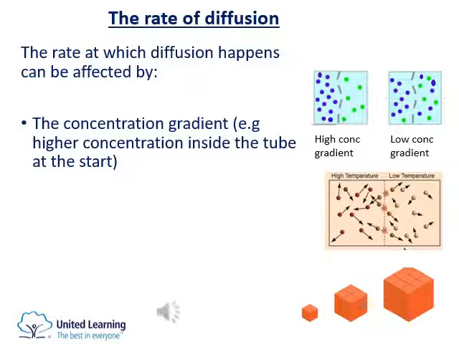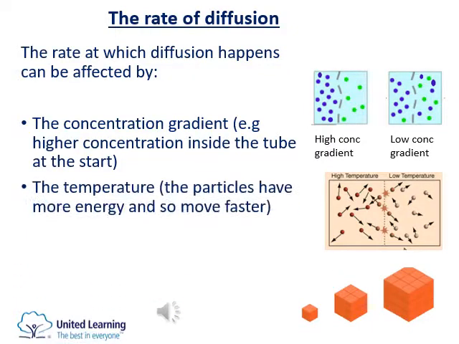gradient. The second thing that affects the rate of diffusion is the temperature. Particles have more energy at higher temperatures, so they can move faster, which means it speeds up the rate of diffusion. And then finally, the surface area. If you have a bigger surface area, you have more space for the particles to move in or out of a cell or a membrane, across a membrane, so diffusion will happen faster.